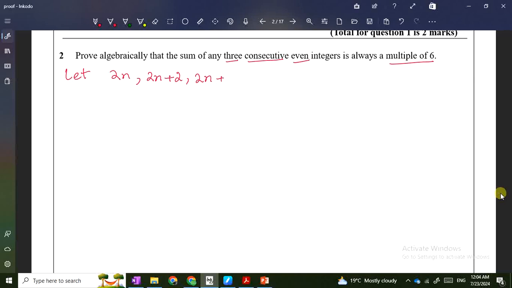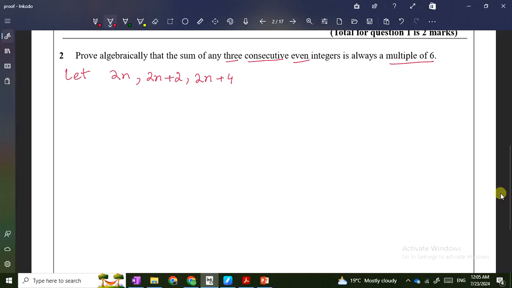2n plus 2, when you substitute n equals 1, this will be 2, then 2 plus 2 is 4, and 2 plus 4, so if you substitute n equals 1 here, it will be 2, this will be 4, and that will be 6. So 2, 4 and 6 are three consecutive even integers.